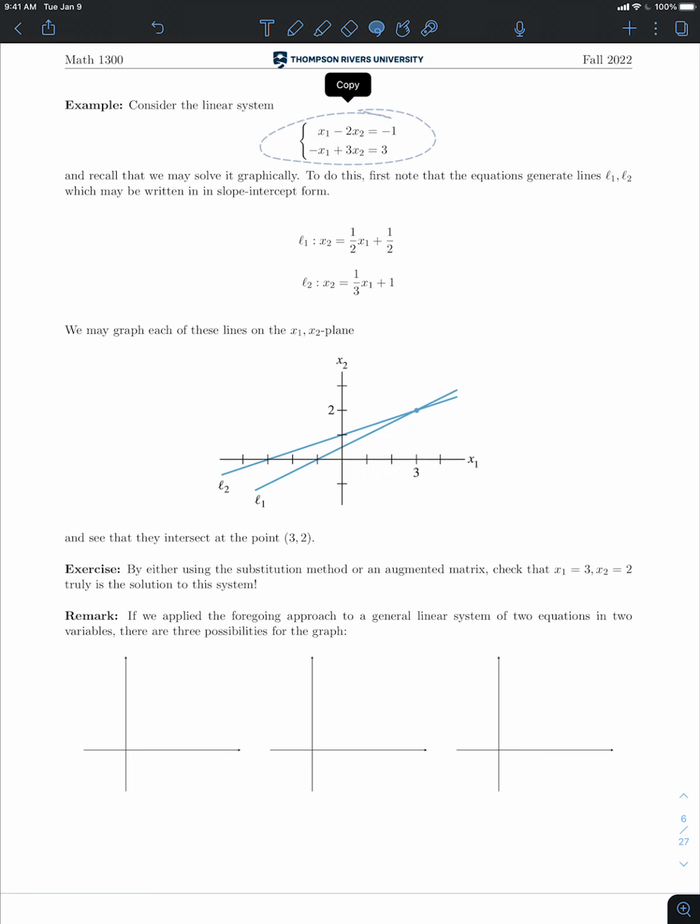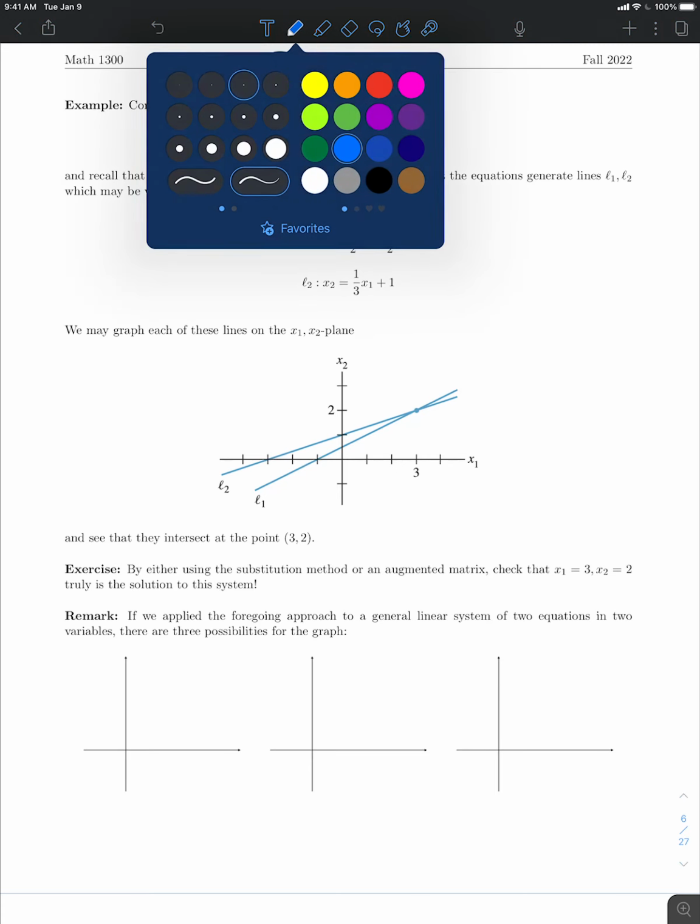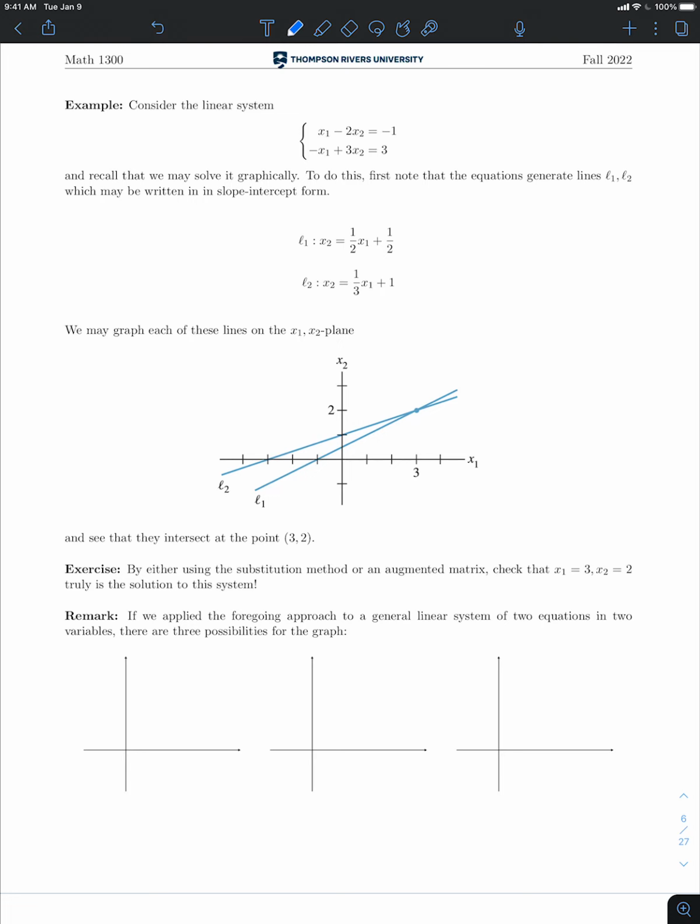This example is already written out, so we're going to fill in a few details, but we'll go through it line by line. What I really want to remind you of is that you can solve these systems graphically. It's not necessarily the most practical method to use, but it is very useful for theoretical purposes, for gaining an understanding of what's going on here. The first thing I want to point out is that we can rewrite both of these equations so that they're in slope-intercept form, where we treat x1 as the independent variable and x2 as the dependent variable. I'll basically just isolate for x2.